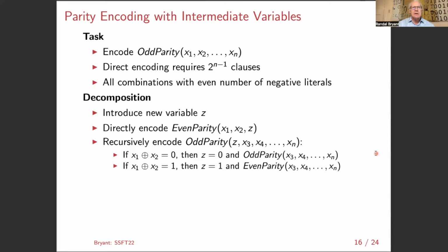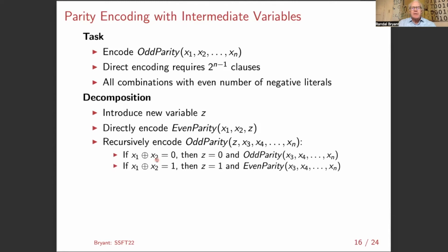Imagine I have n Boolean variables, and I want to compute their odd parity, or express that as a formula. Then I'll just take the first two, x1 and x2, and I'll introduce a new variable, I'll call it z here, and generate a formula for the even parity of x1, x2, and z, and then just the odd parity of z and the remaining variables. And I claim that's the odd parity of x1 through n. And that includes the case where I recursively expanded the second case.